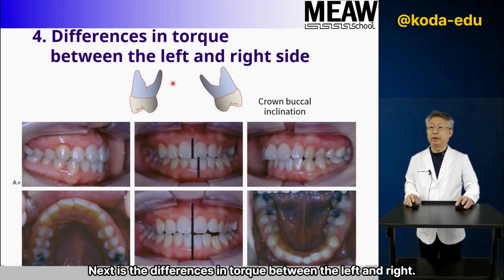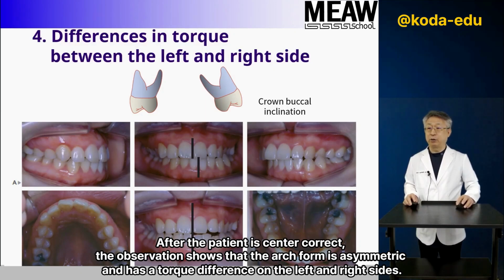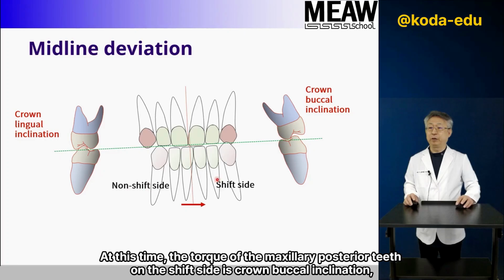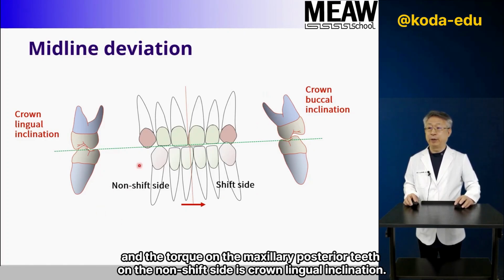Next is the differences in torque between the left and right. After the patient is center corrected, the observation shows that the arch form is asymmetric and has a torque difference on the left and right sides. In the figure, the midline is deviated to the left, so the left is the shift side and the right is the non-shift side. At this time, the torque of the maxillary posterior teeth on the shift side is crown buccal inclination, and the torque on the maxillary posterior teeth on the non-shift side is crown lingual inclination.